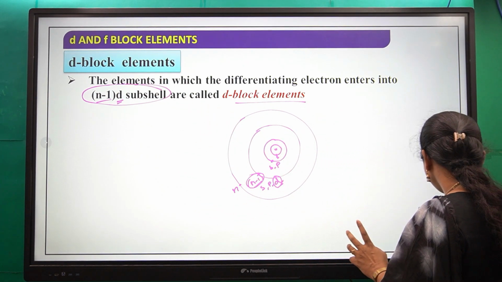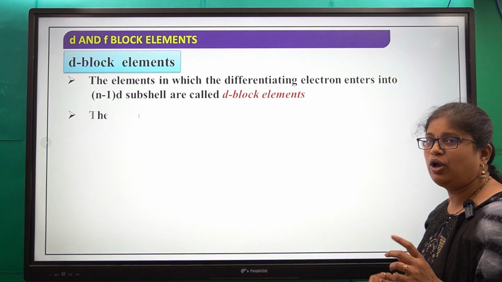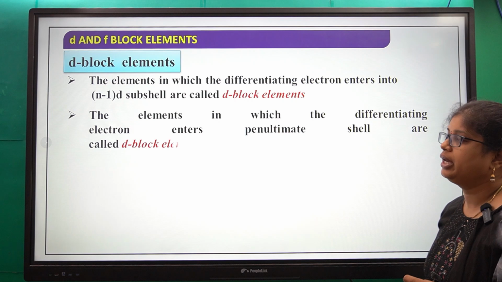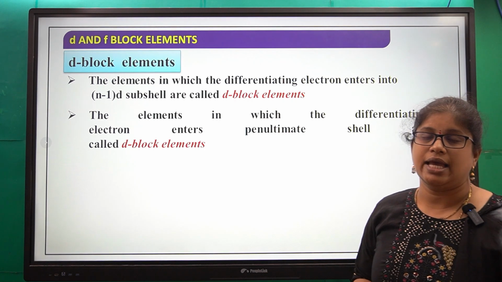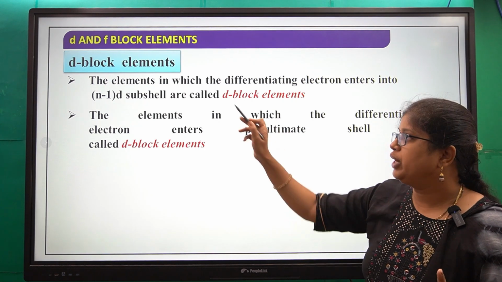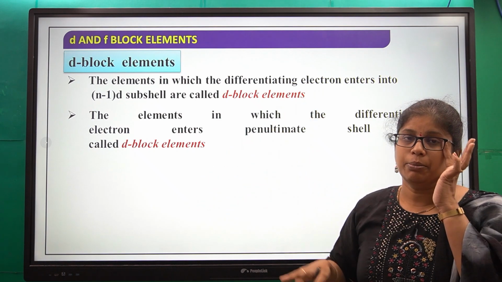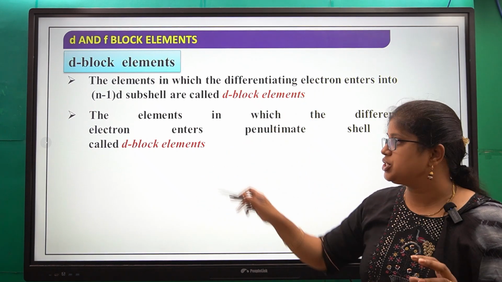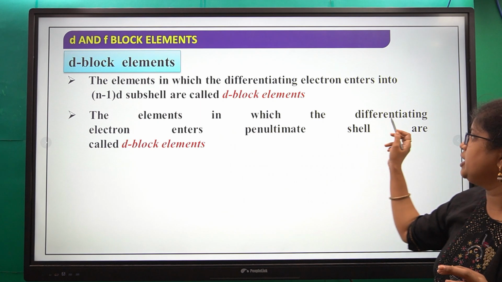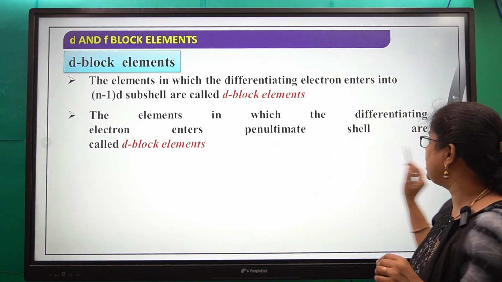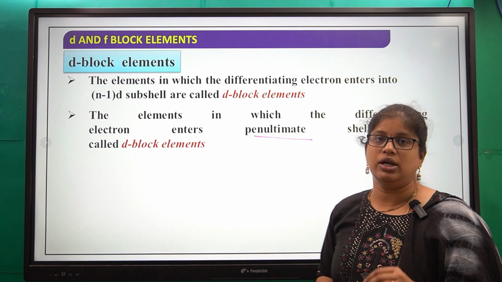Next, D block elements are also called transition elements. In these elements, the electron is entering into the N minus 1 shell, which is called the penultimate shell. The elements in which the differentiating electron enters into the penultimate shell are also called D block elements.